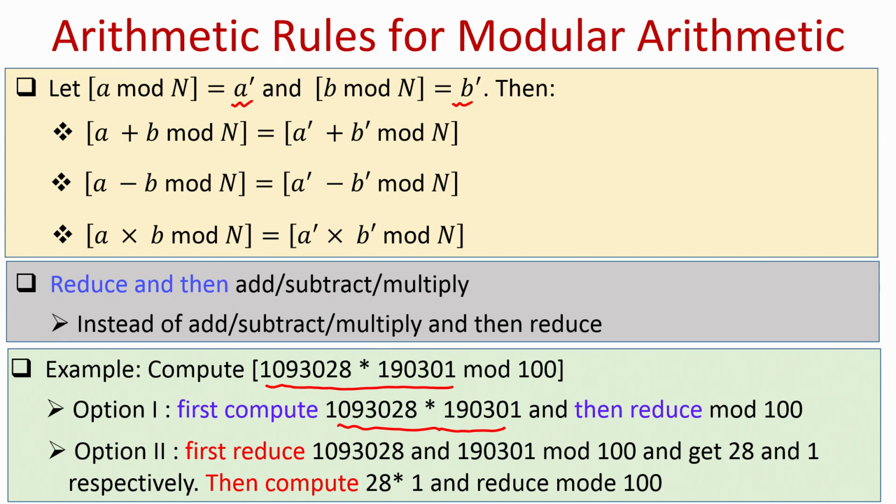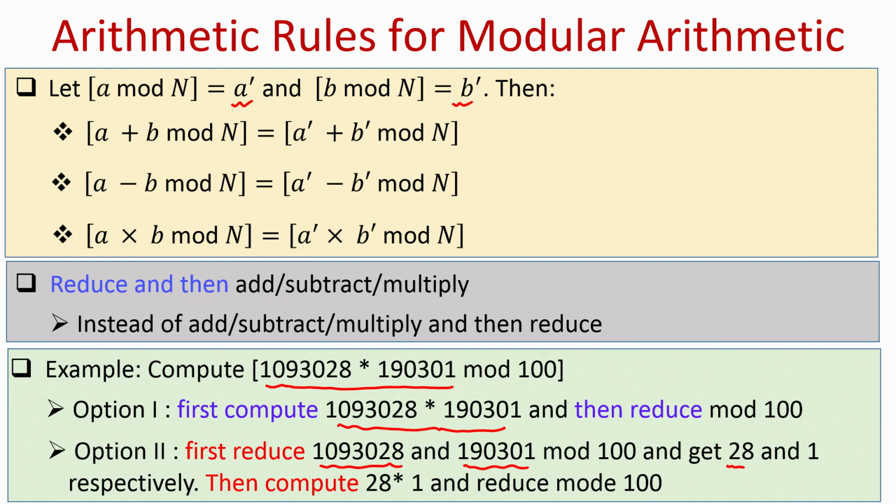On the other hand, the same operation I can perform by first reducing the individual values here, namely 10933028 and 190301 modulo 100, and reducing each of them modulo 100 is very simple, because I just have to focus on the last 2 digits here, which I get as 28 and 1, and then I can multiply 28 and 1 and then again reduce the answer modulo 100. Whatever I obtain by option 1 and whatever result I obtain by option 2, they will be the same as per the rules of modular arithmetic.